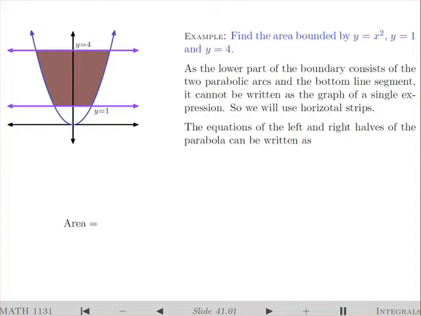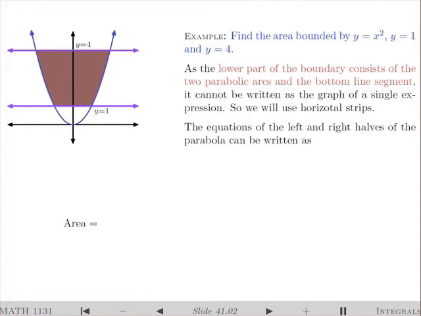If I try to set this up using vertical strips, I have a small problem. The bottom portion of the boundary has this part of the parabola, then this horizontal line, then this part of the parabola. So I don't get a single expression for the bottom part of the boundary. It isn't really that hard because if I divide it where the equations change, one portion is this, the other portion is this. In the middle I have a rectangle.